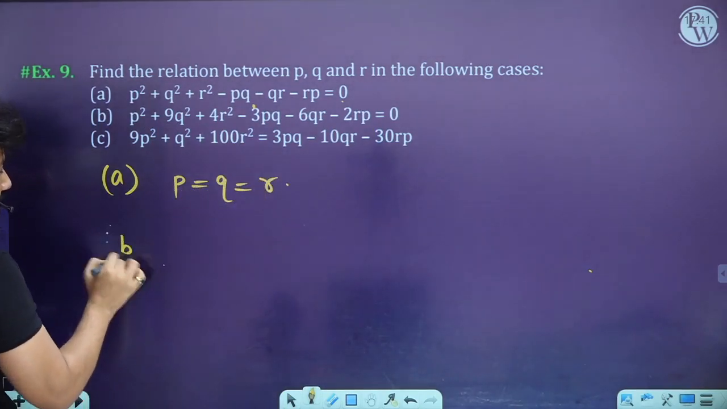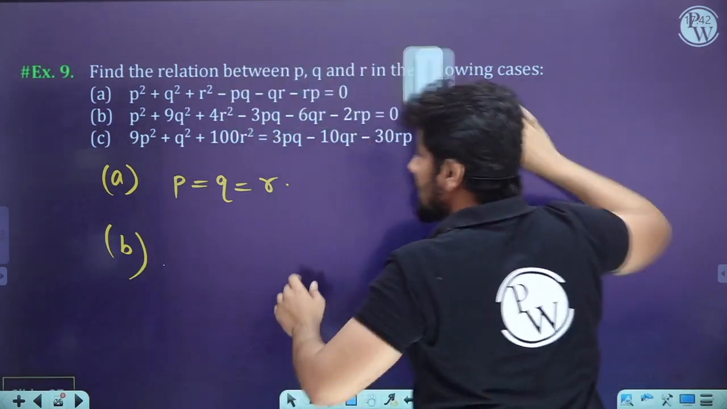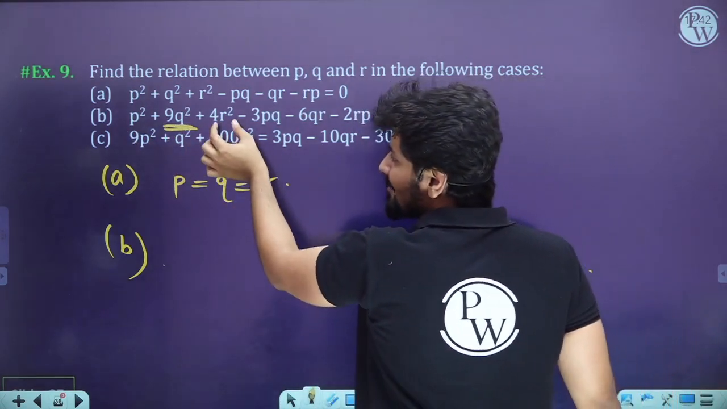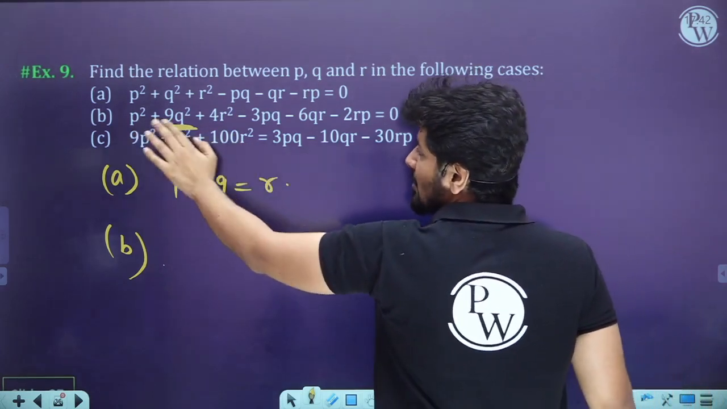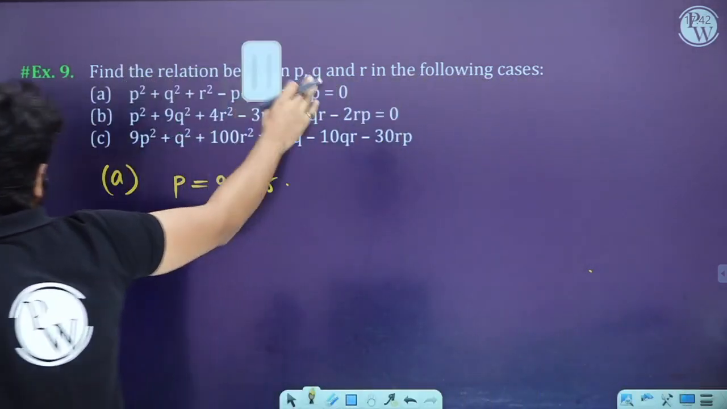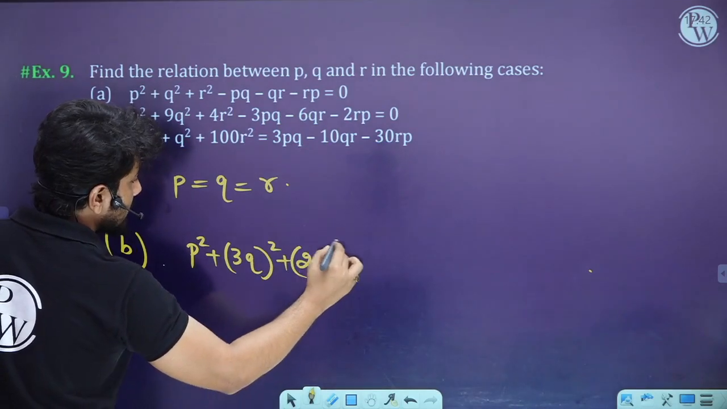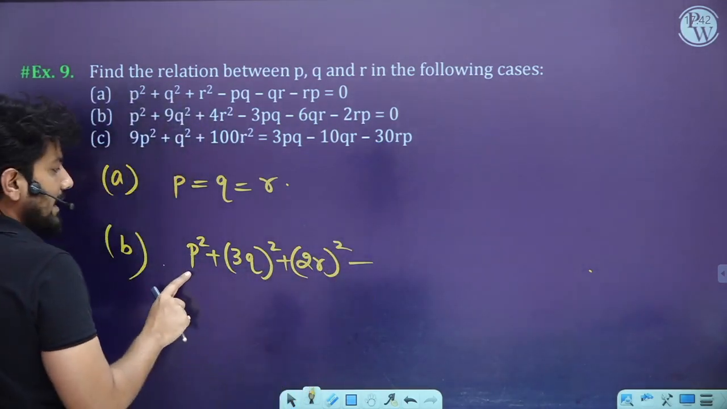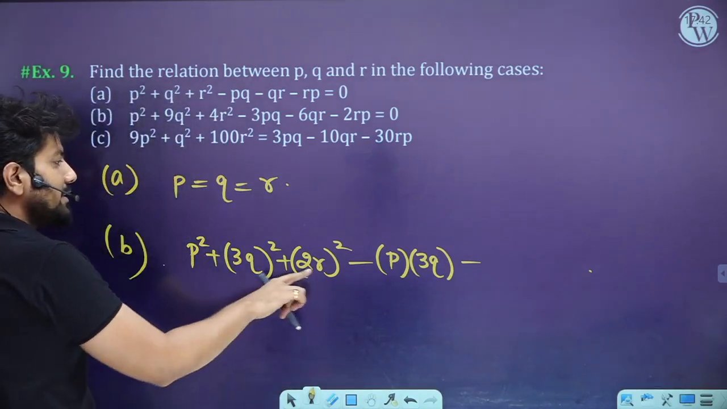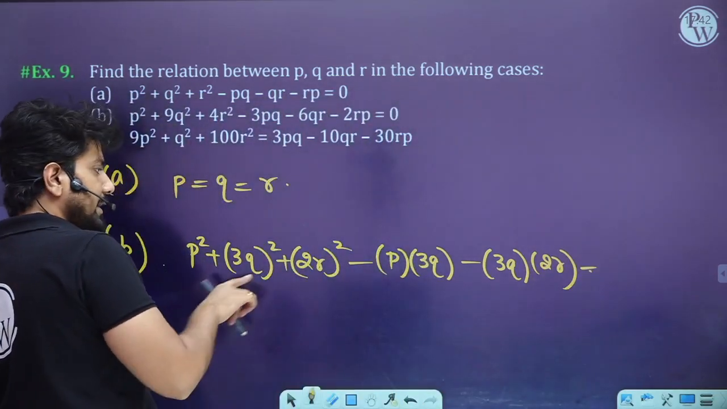Now, what do we say in the second one? Have a look at the B part. In the B part, we have P square plus 9Q square, which can be written as 3Q square, plus we have 2R square. So again, A square plus B square plus C square. This is minus AB, this is minus BC, this is minus CA. So the second one can be written as P square plus 3Q square plus 2R square, A square plus B square plus C square minus AB, where A is P, B is 3Q. So minus P into 3Q, minus BC, 3Q into 2R, minus CA, into 2R.